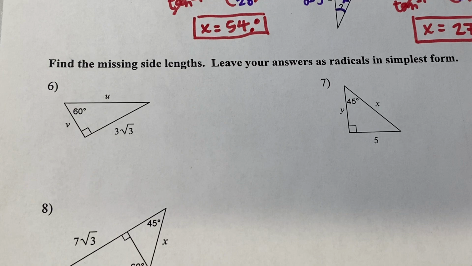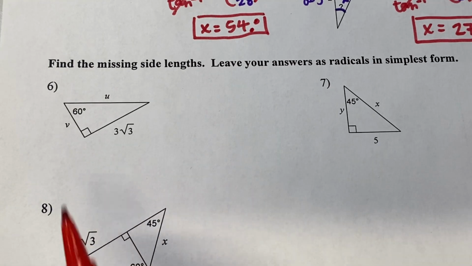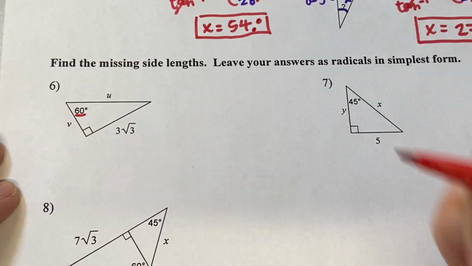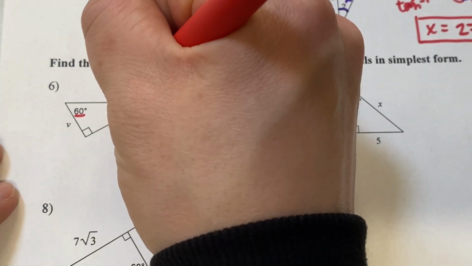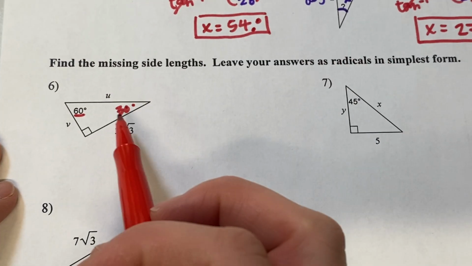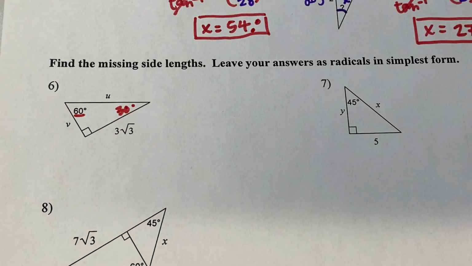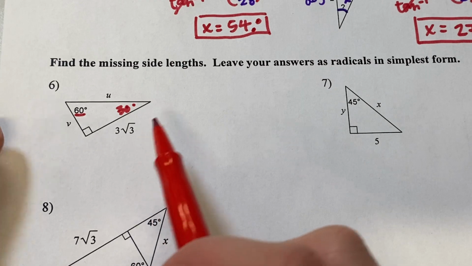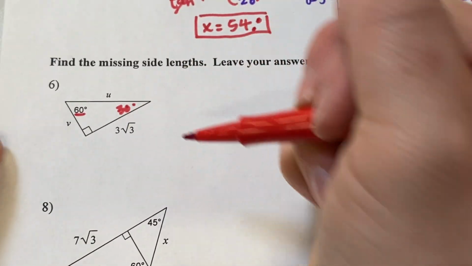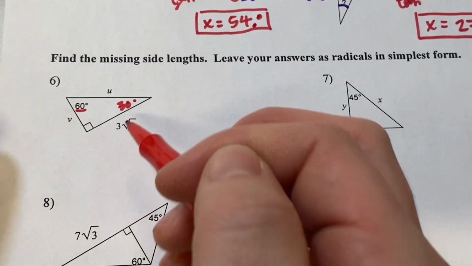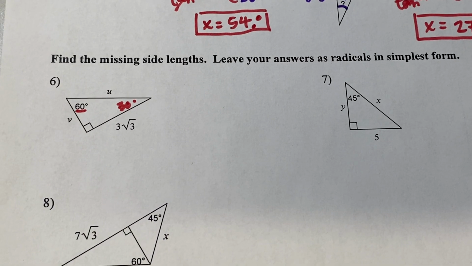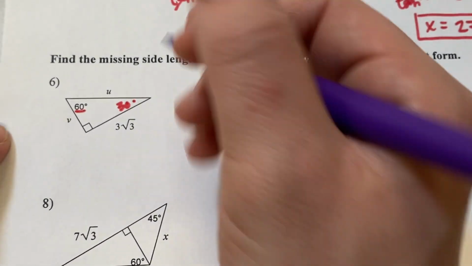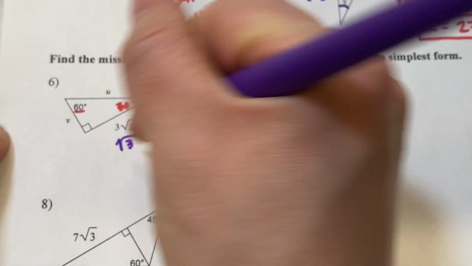First things first, I need to identify what special right triangle it is. Well, here's 60, so that means that guy's got to be 30. So this is a 30, 60, 90. Now that we've identified which special right triangle it is, we can identify how the sides started. The side closest to 30 degrees, remember the 3's got to go together, this started as just root 3.